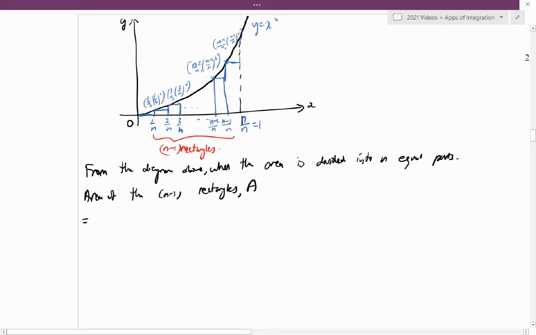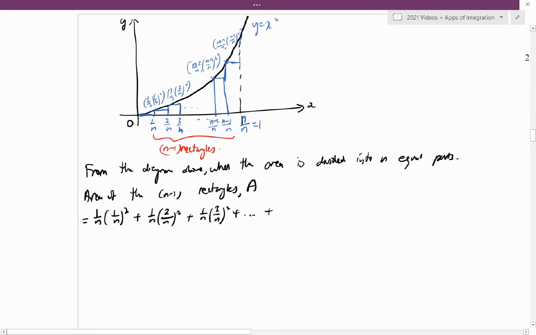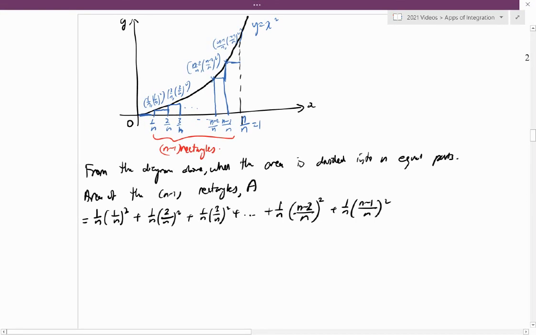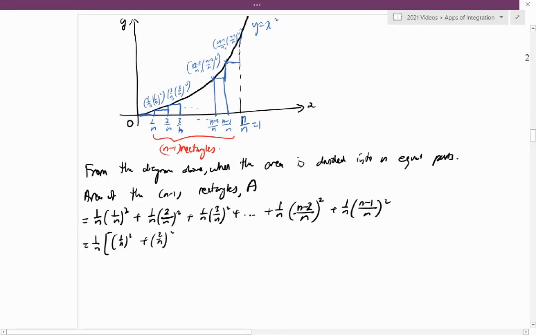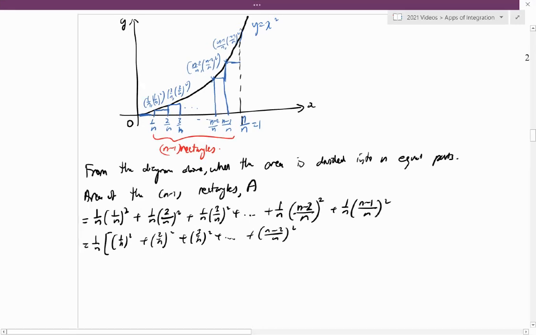A, is given by 1 over n times 1 over n squared plus 1 over n times 2 over n squared plus 1 over n times 3 over n squared, so on and so forth until you have 1 over n times n minus 2 over n squared plus 1 over n times n minus 1 over n squared. What does all this mean? I can have 1 over n multiplied by 1 over n squared, 2 over n squared plus 3 over n squared, all the way to n minus 2 over n squared, n minus 1 over n squared.